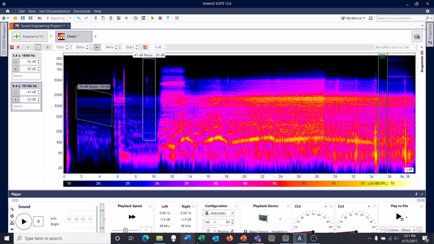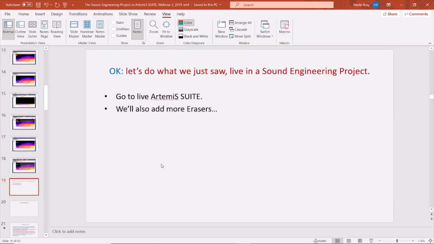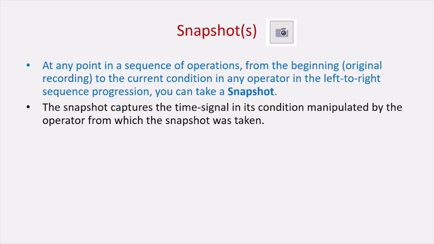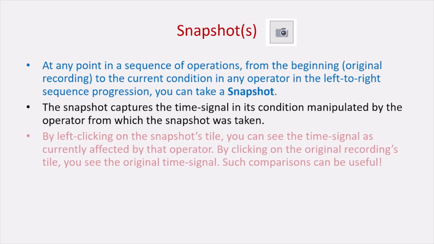All right, let's go back to the PowerPoint and see where we are. So we will go to slideshow mode, that's that slide, and go to snapshots, because you can take a snapshot, which includes the file as it is operated on by the operator at the time you took the snapshot. And let's see how that works. At any point in a sequence of operations from the beginning, the original recording, to the current condition in any operator, like we've just done 2 erasers, you can take a snapshot. The snapshot captures the time signal in its condition manipulated by the operator from which the snapshot was taken. For example, what we just did with the 2 erasers.